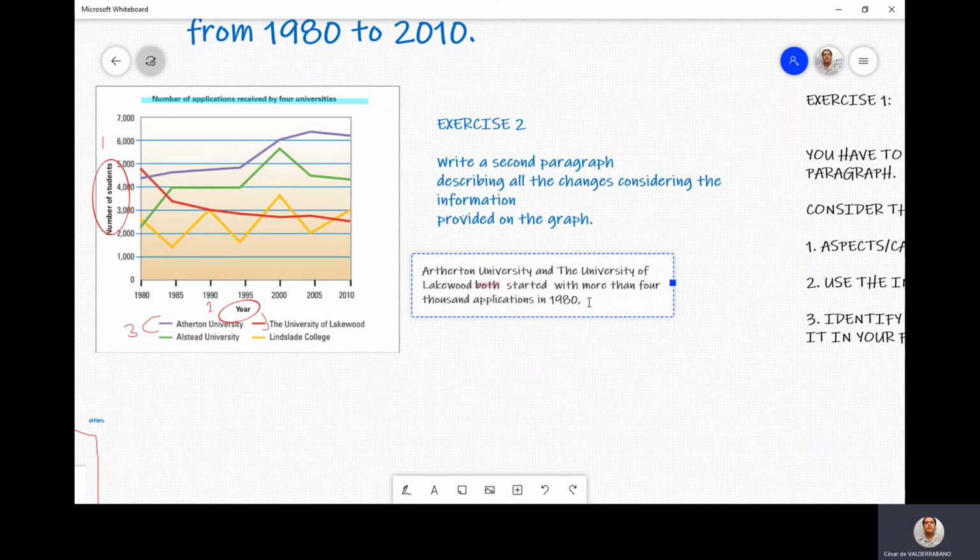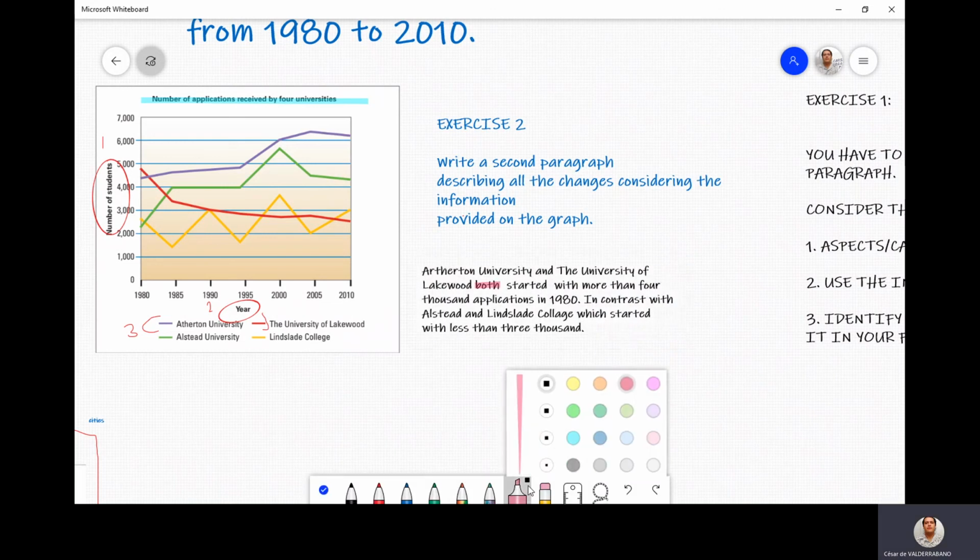In contrast with Alsted and Linslade College, which started with less than 3,000. All right, just like this.